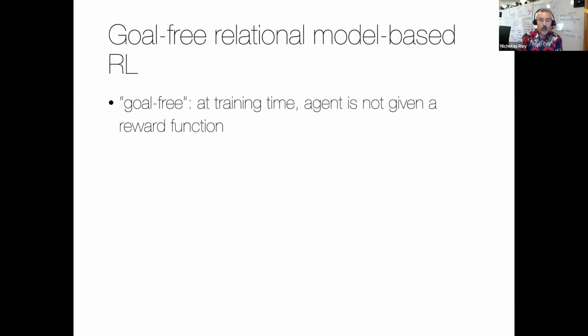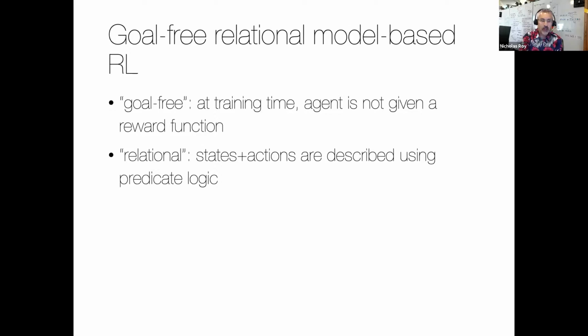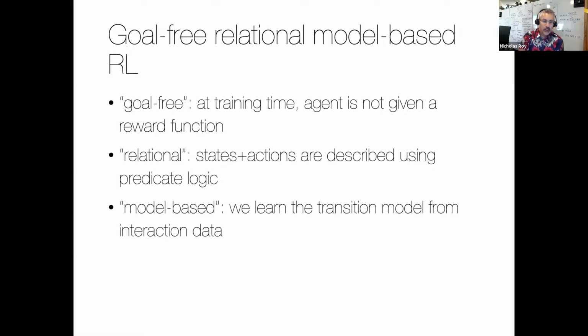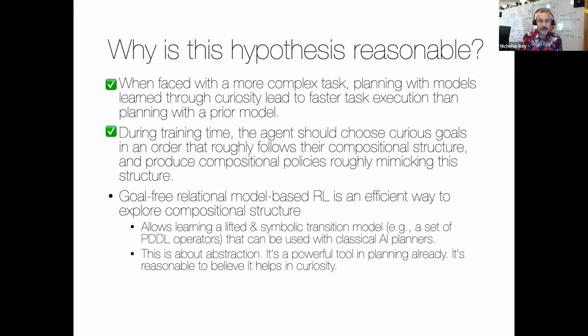Again, we're going to think about goal-free in the sense that the agent is not given a specific reward function, so the agent has to synthesize its own goals in order to explore the world. But it's going to be relational in the sense that states and actions are described using predicate logic, and this kind of reinforcement learning is going to be model-based. We're going to learn, again, an explicit transition model from the interactions.